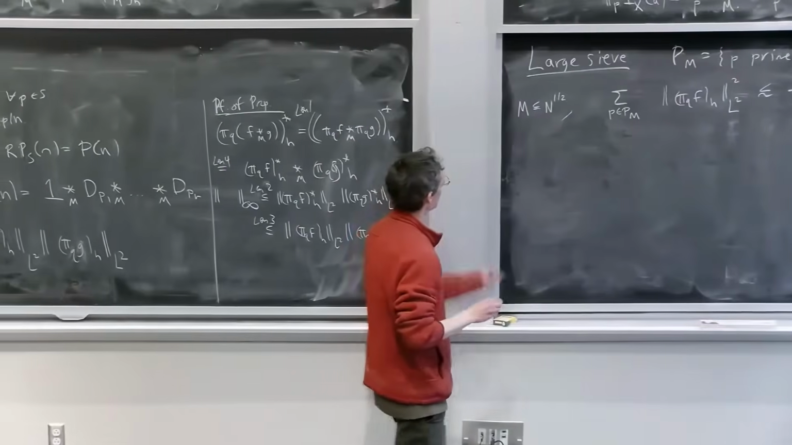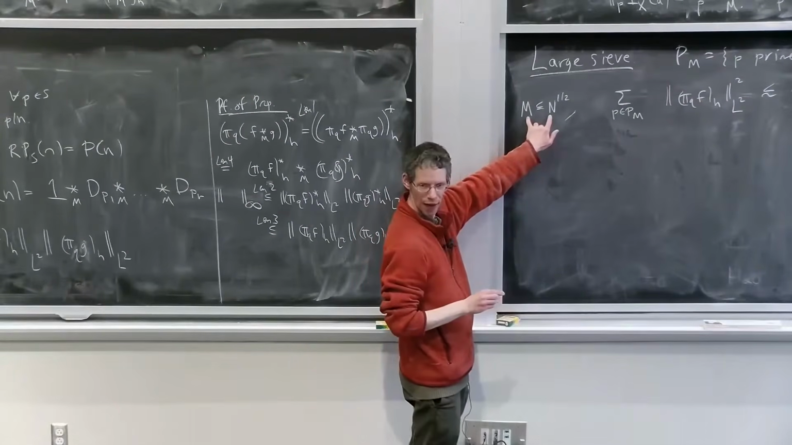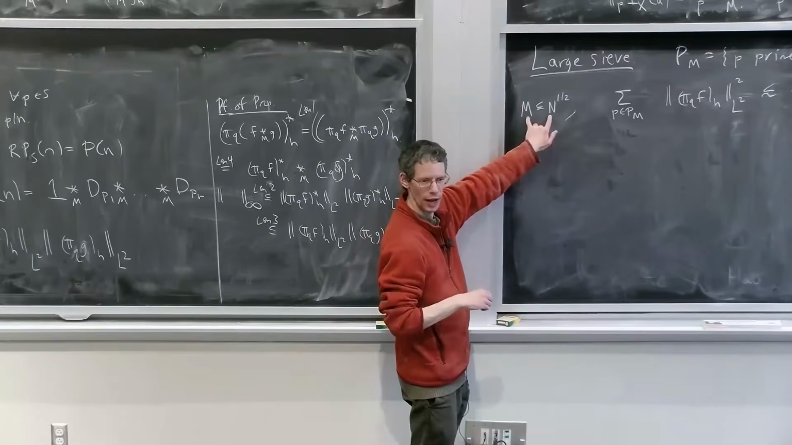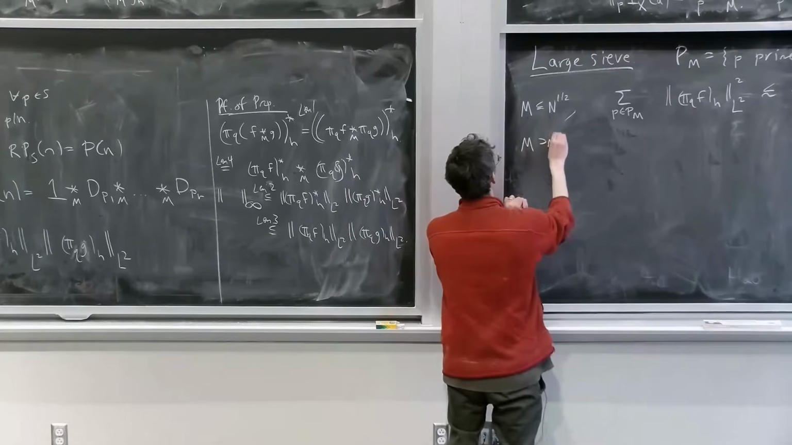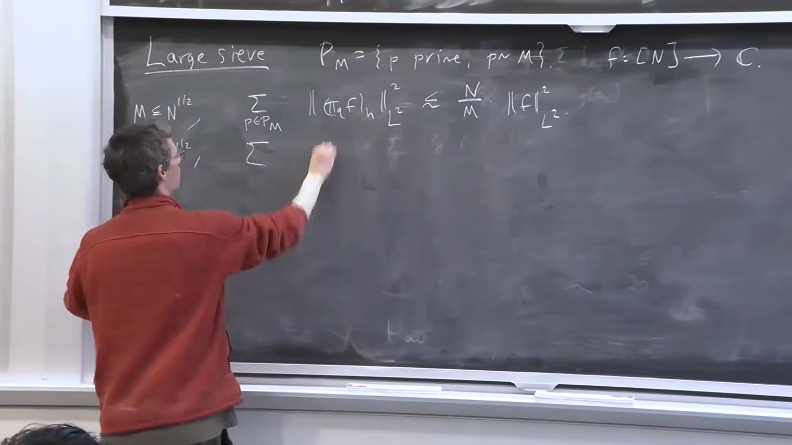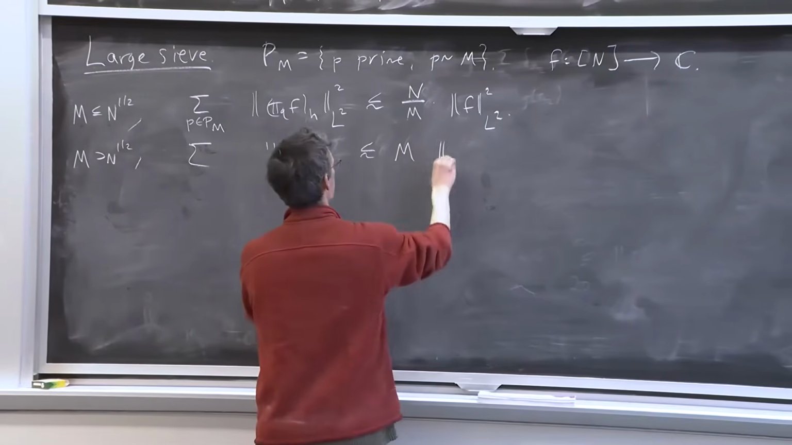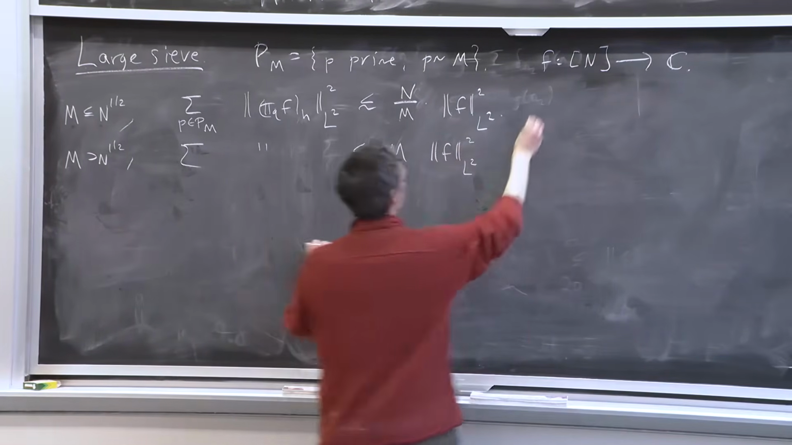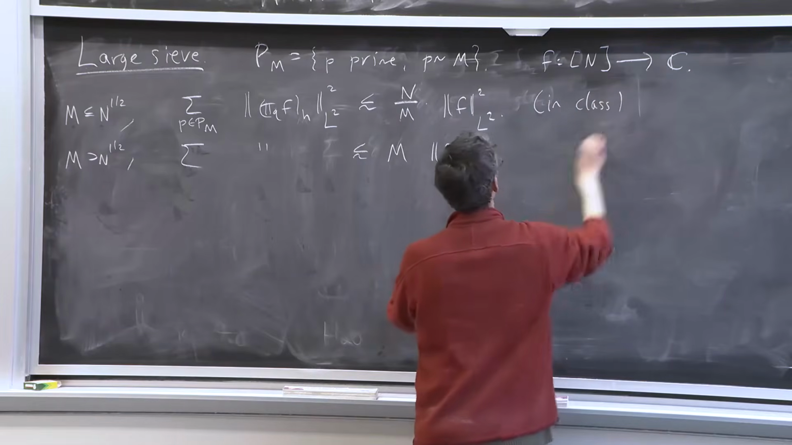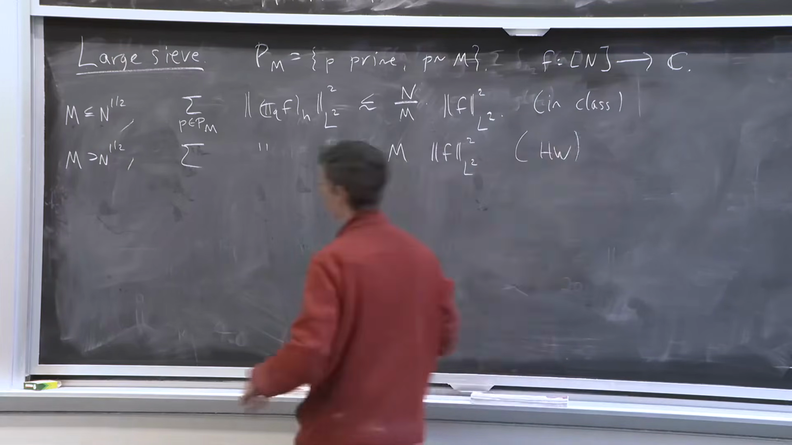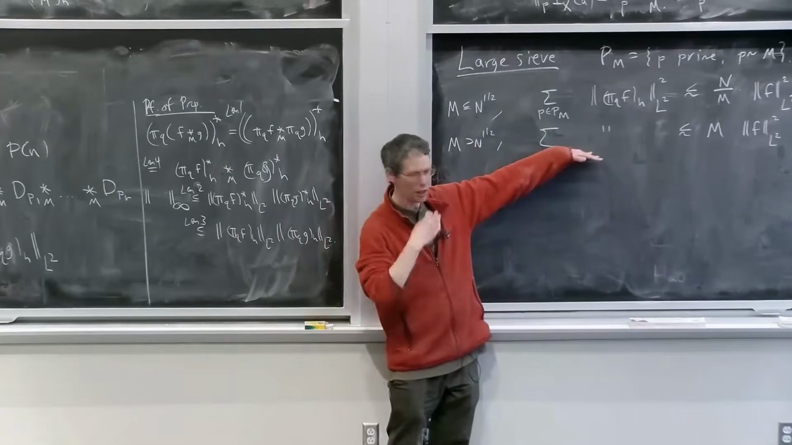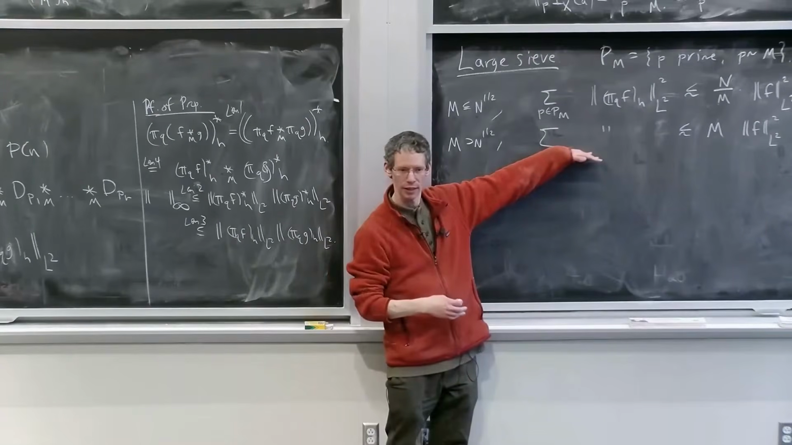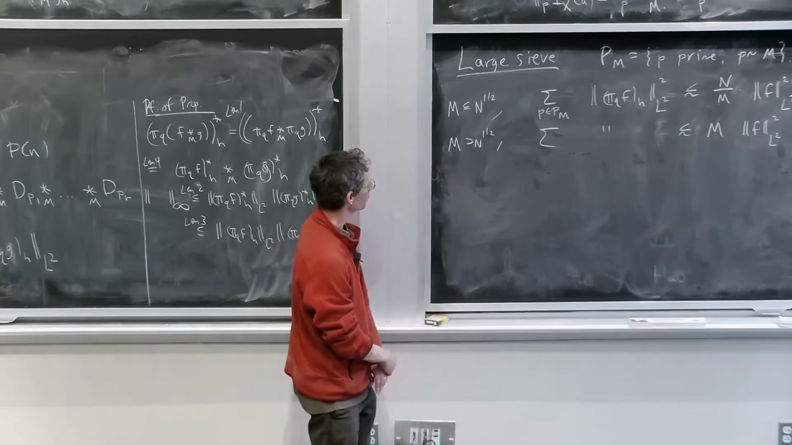OK. M could be bigger than n to the half, and that will be relevant in this story, as often relevant. And the proof idea is the same, but then it works out a little bit differently. So if m is bigger than n to the half, then this same sum is bounded by m times f L2 squared. So this one was in class. And this one is on the homework. So I posted the homework for next week. And the first problem is to do this, mostly as a way of thinking through how the large sieve worked. And then the second bit is about the Linnik thing about quadratic residues. OK, cool.